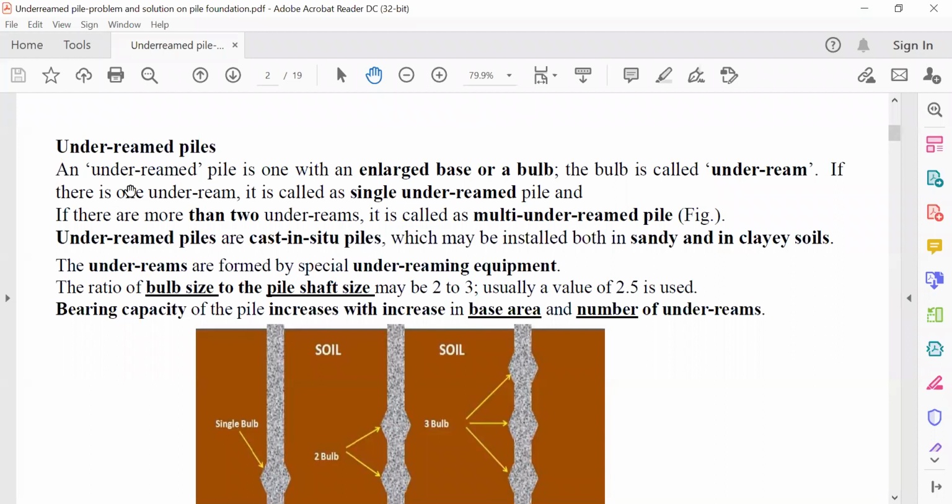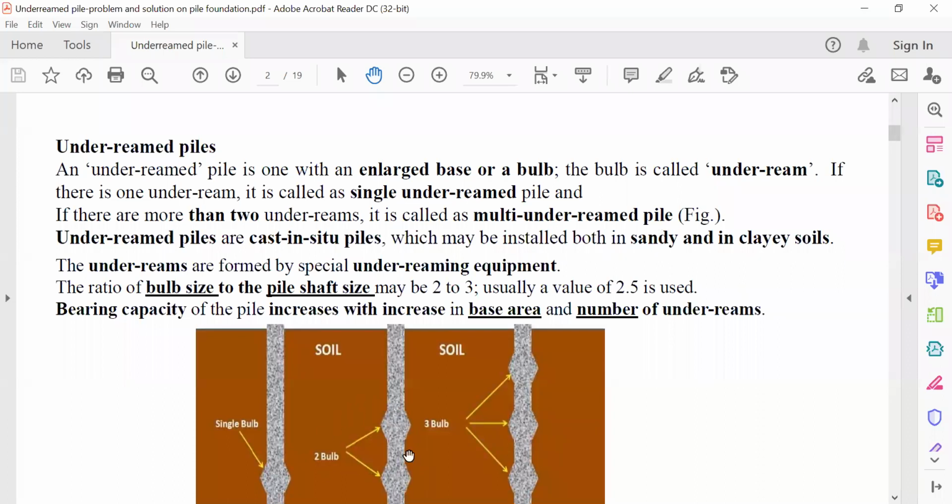An under-reamed pile is one with an enlarged base or a bulb. The bulb is called an under-ream. As I told you in the beginning, if there is one under-ream, it is called a single under-reamed pile. If there are more than 2 under-reams, it is called a multi-under-reamed pile. Or these 2 bulbs are there.